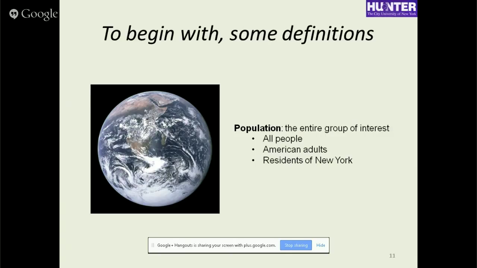Let's start with some definitions. And you're going to hear these over and over. The population is an entire group of interest. So it might be all people, as in the whole world. It usually isn't. It is often something more specific than that, such as American adults or even just residents of New York. But the point is that it includes everyone who you're interested in for a particular research question.